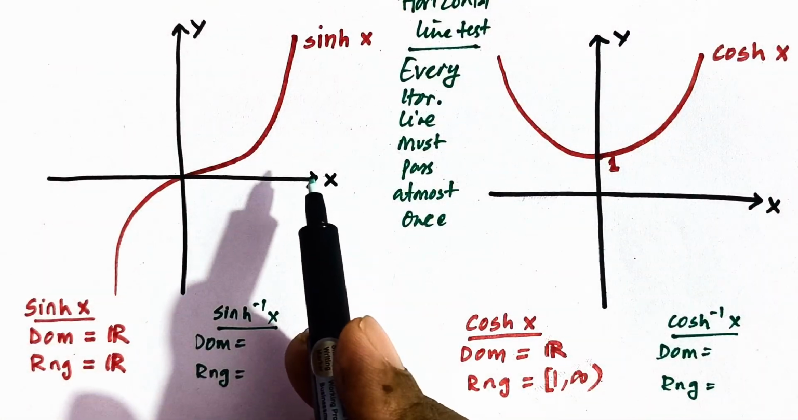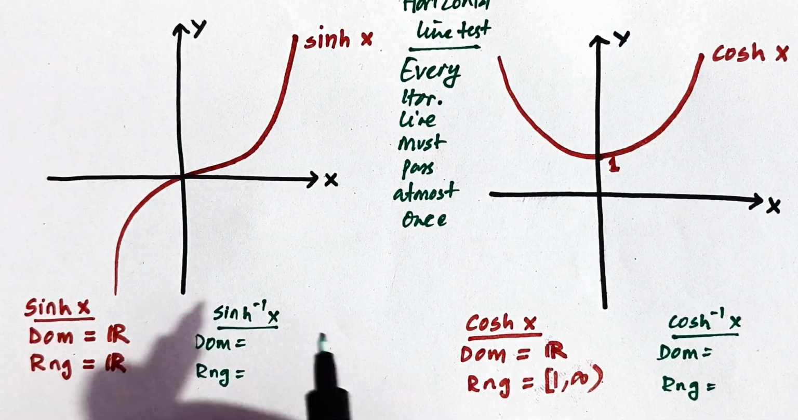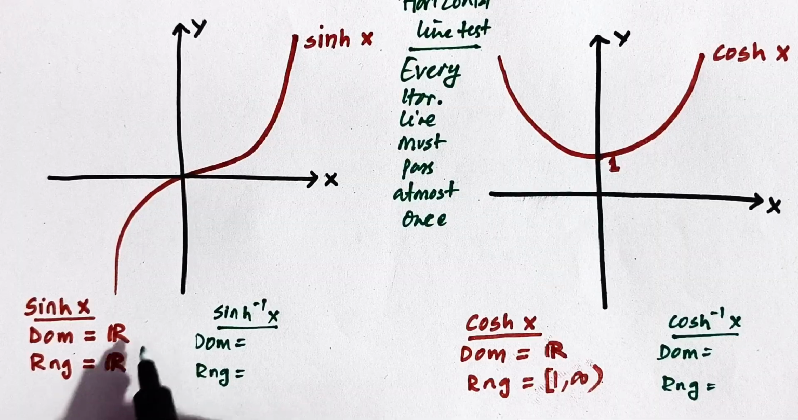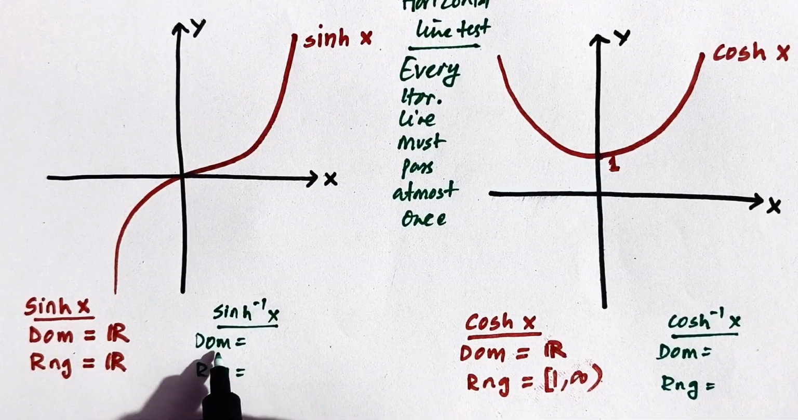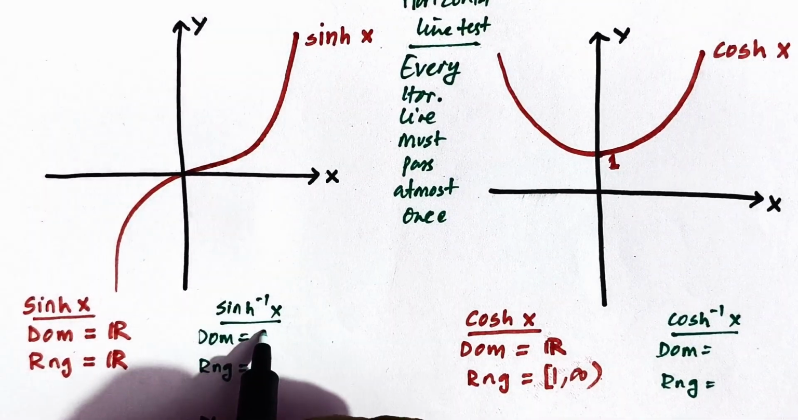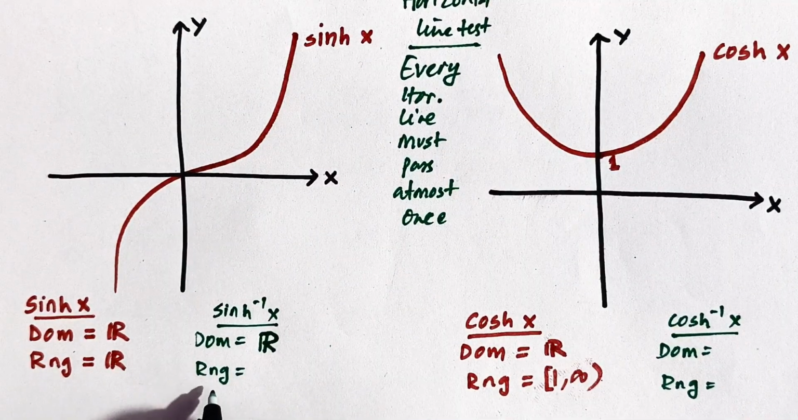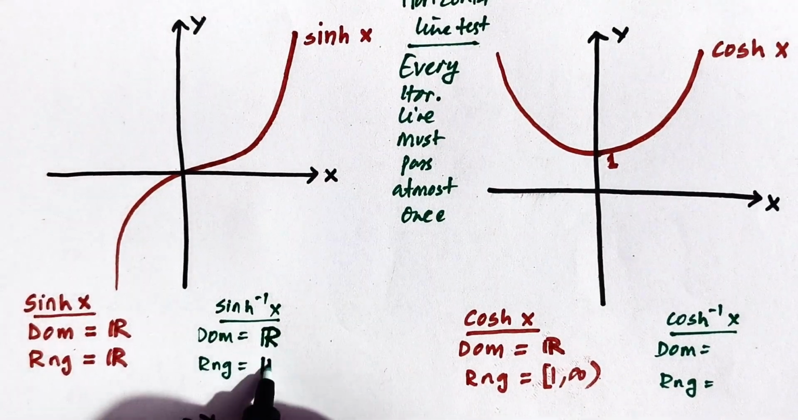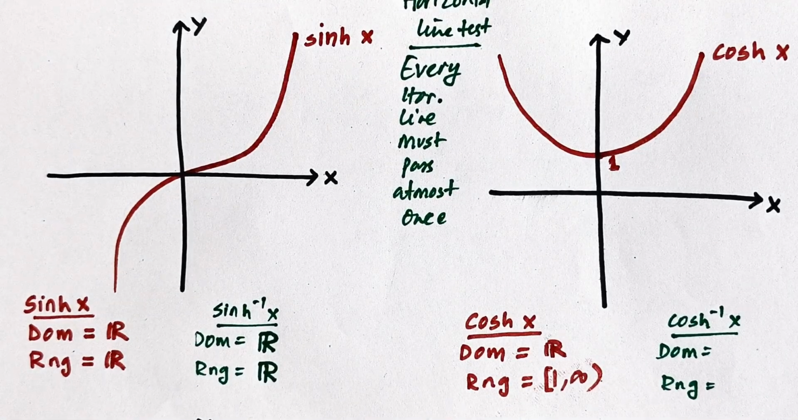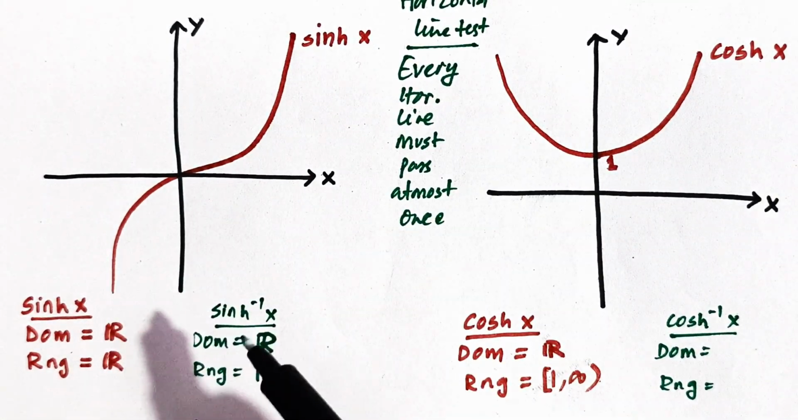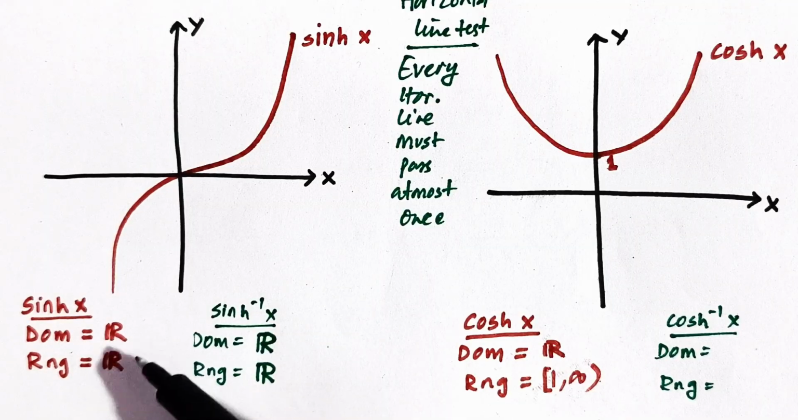If your function is 1-1, then there is nothing much to do. The domain and range of the inverse function will be just the opposites. So the domain of inverse hyperbolic sine is its range, that is the set of all real numbers. And what is its range? The domain of hyperbolic sine, that is also the set of all real numbers. If your function is 1-1, to get the domain and range of the inverse function, just swap the domain and range of the original function.